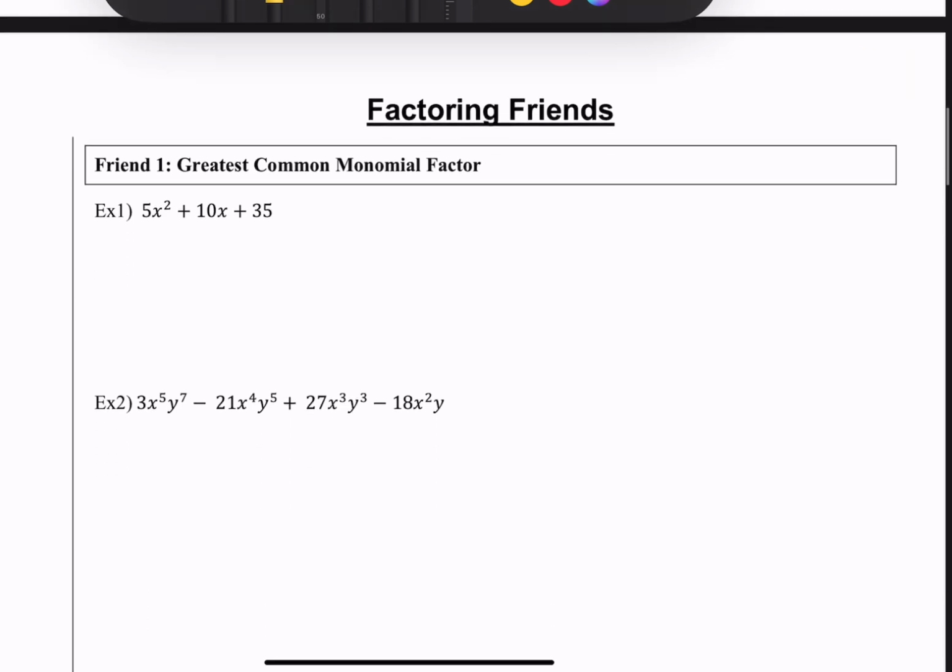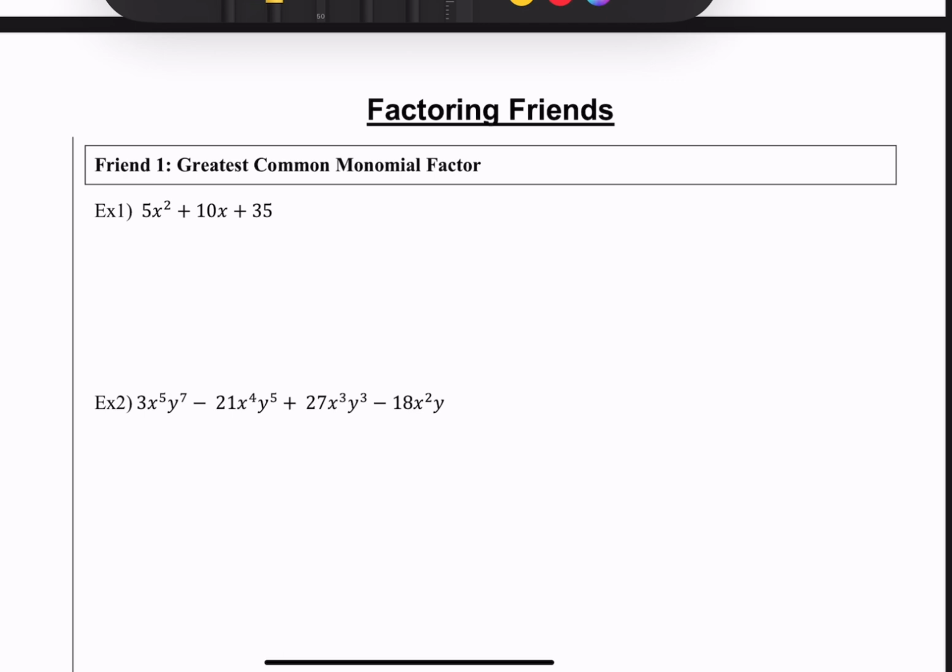So for example, friend 1 is your greatest common monomial factor. Monomial means one term. Okay, monomial, one term. So in example 1, I have a trinomial. I'm going to look at every single term. I'm going to ask my first friend, hey, greatest common monomial factor, can you help me out? In other words, do all three terms here in this expression have a common factor that I can factor out or undistribute out? And in fact, they do.